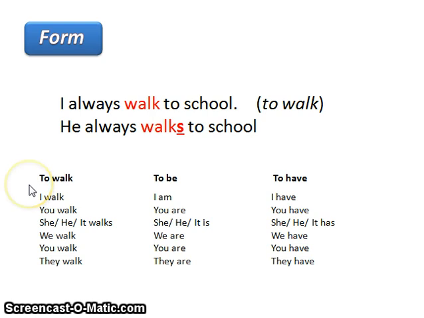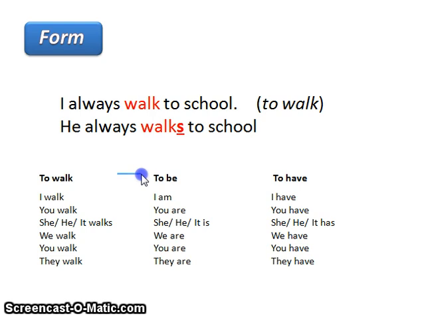Looking beneath here, we can see the verb to walk conjugated. I walk, you walk, he, she, or it walks, we walk, you walk, and they walk. All regular verbs in the English language take on this format. There are two exceptions to this rule.